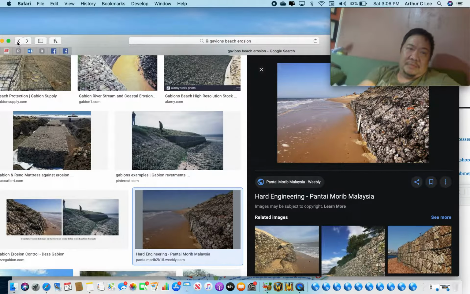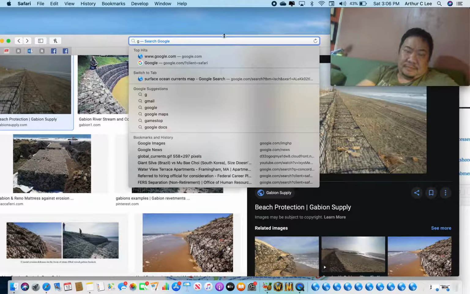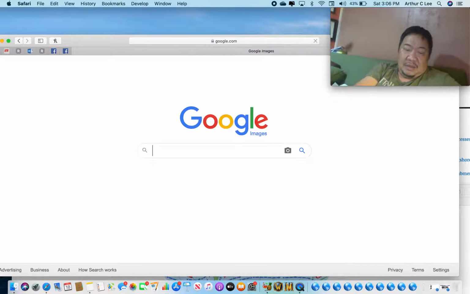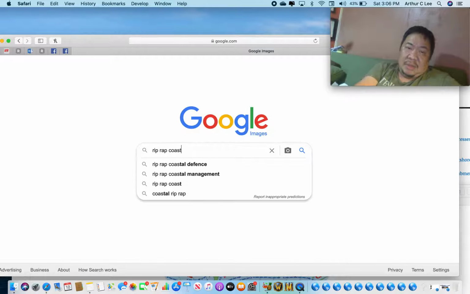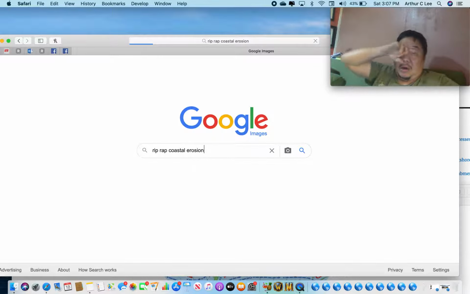Another thing you could do, and if you do this, you can preserve more of the natural look, is you could buy riprap. Now what is riprap? R-I-P-R-A-P.